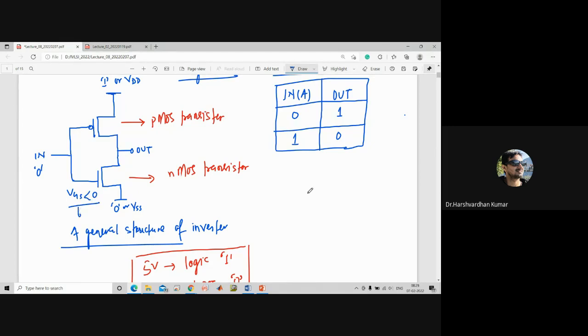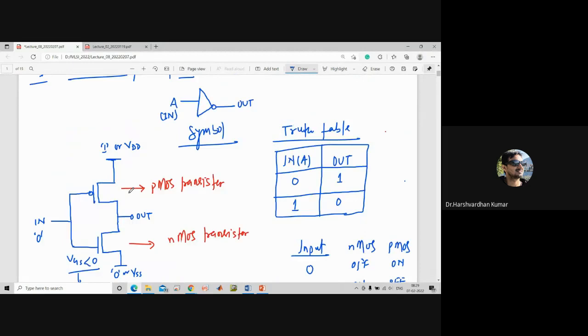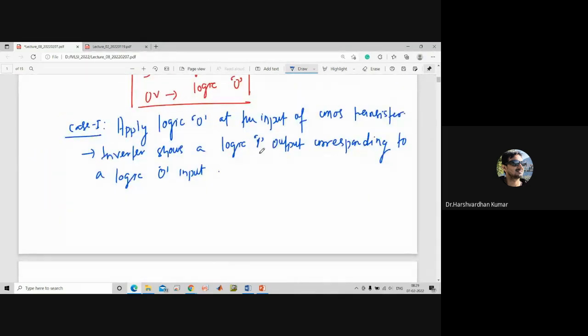Okay, let us talk about the input. For input 0, what will happen to the NMOS and PMOS? The NMOS transistor will be off, right, and the PMOS transistor will be on. What will happen if you apply input 1, that is 5 volt? Then the NMOS will be on. And what about the PMOS? It will be off. So the inverter shows a logic 1 output corresponding to a logic 0 input.